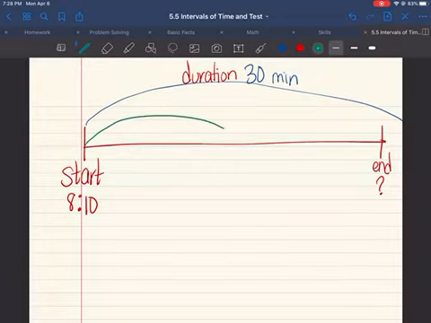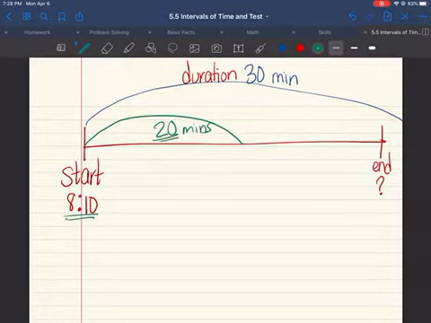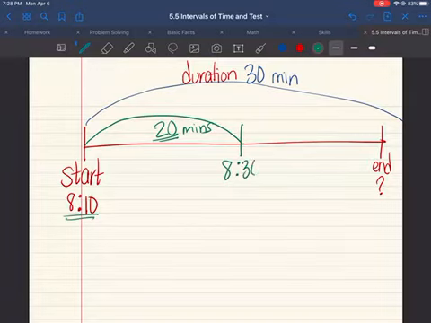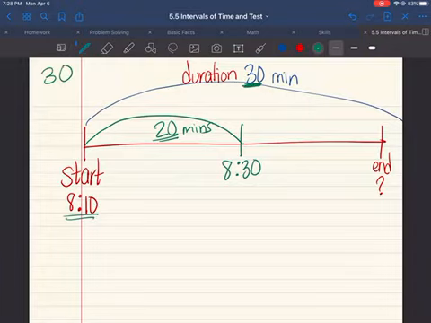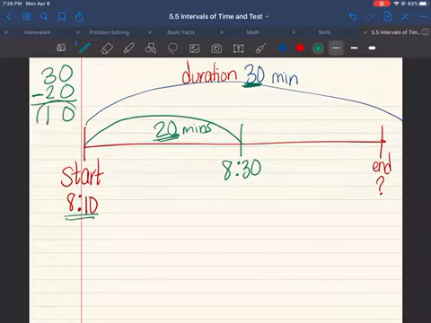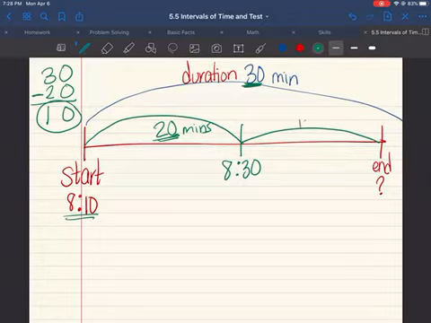So I'm going to go ahead and start by jumping. I'm going to jump 20 minutes. So if I'm at 8:10 and I add 20 minutes, that would get me to 8:30. Remember, we needed to jump 30 minutes. I already jumped 20. How many more do I need? 10. So I'm going to jump 10 more minutes.